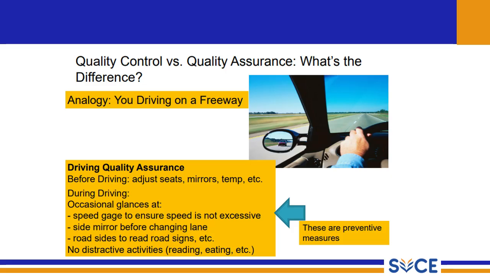There is another aspect: before driving, adjusting seats, mirrors, temperature, etc. During driving, occasional glances at the speed gauge to ensure speed is not excessive. These are some preventive measures you can take. Glancing at road signs and the side mirror before changing lanes. So you have to make sure you are taking these preventive measures. Similarly, there are other preventive measures depending upon the different work.